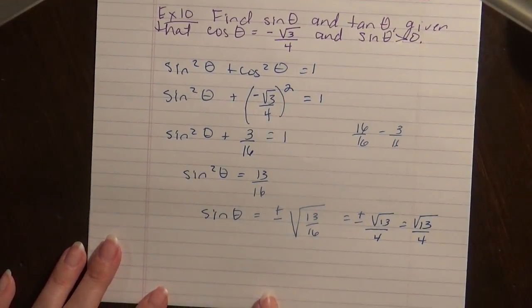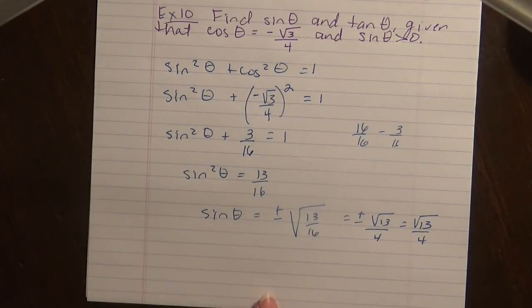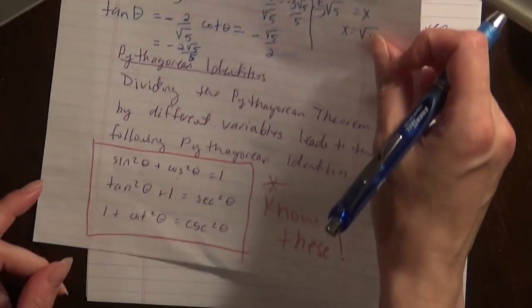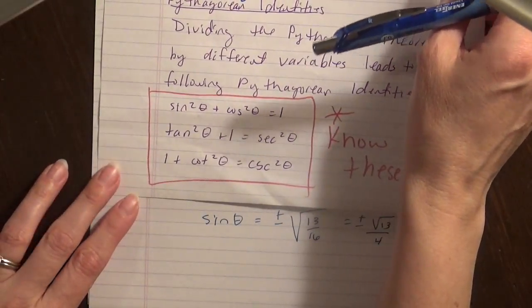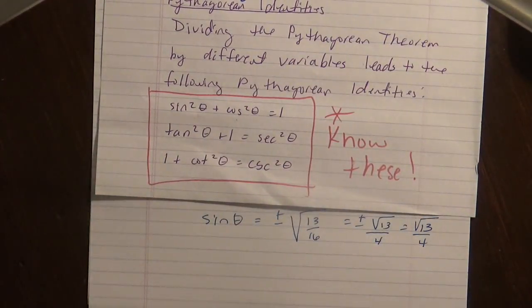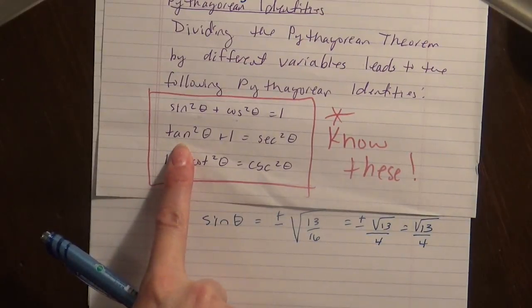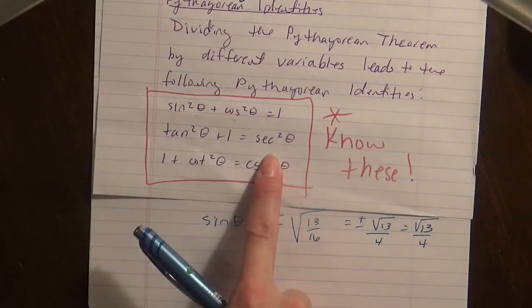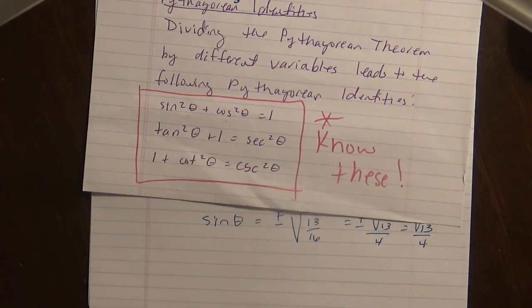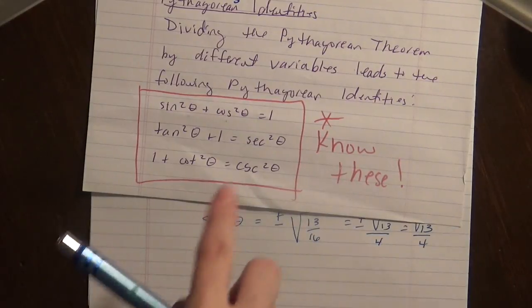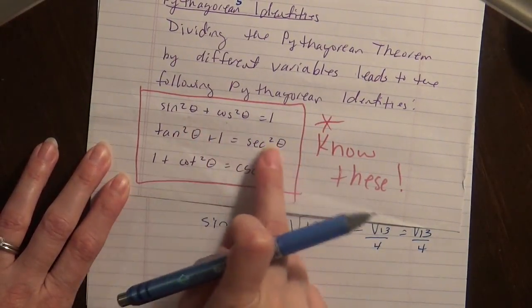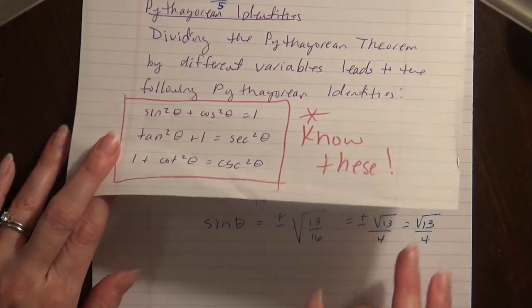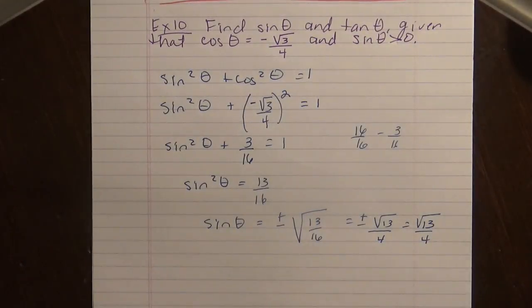So to get tangent, maybe we go back to the reciprocal identity, or yeah, let's look at those Pythagorean identities again. Is there either way I can get tangent? Well, this formula has tangent. And it's got secant. Can I get secant? Yeah, because secant is the reciprocal of cosine. And I've got cosine. So I can do this one. So I'm going to use this second Pythagorean identity to help me get tangent.